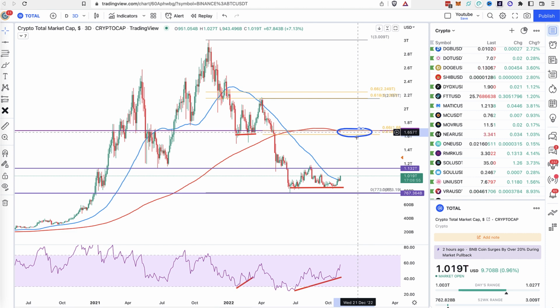Don't know if it's going to go that high, but if it does, that is a level where you want to be looking at potentially signs of rejection or a reversal again, and potentially having to exit the market or take profits, whatever it is.